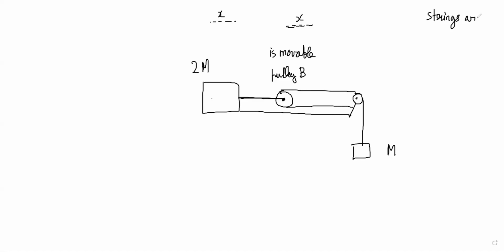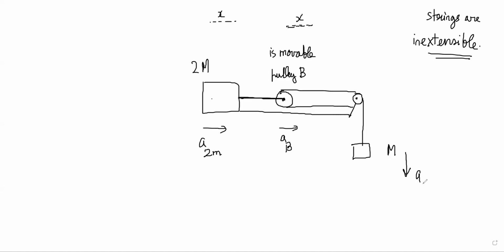Strings are inextensible. The length of the string cannot change. So if you assume that, you will realize that whatever is the velocity of pulley B is the same as the velocity of this 2m, right? Yes. And therefore the acceleration of pulley B is the same as the acceleration of 2m. Okay, so that's fine. We have to find out the acceleration of 2m.